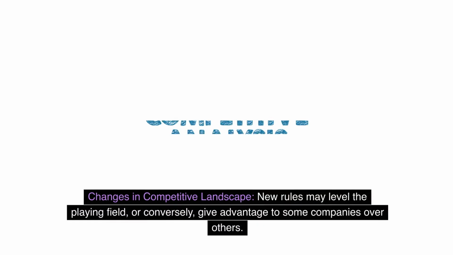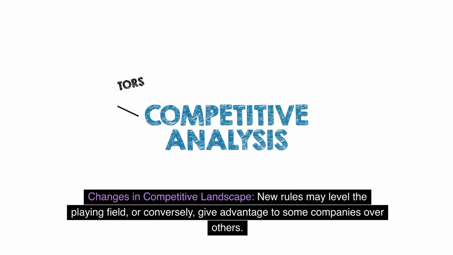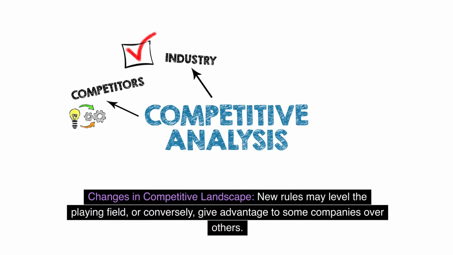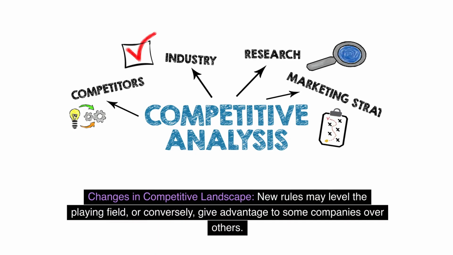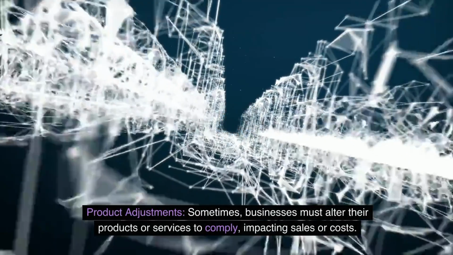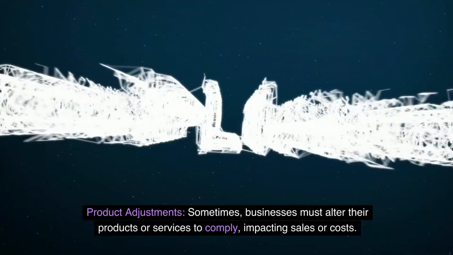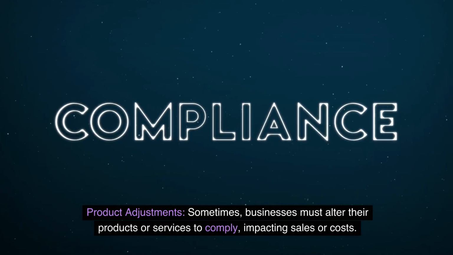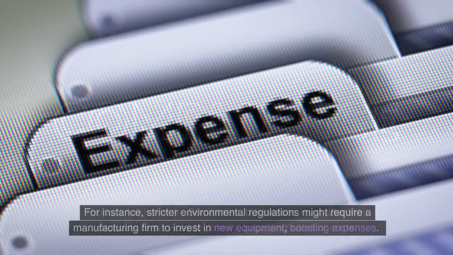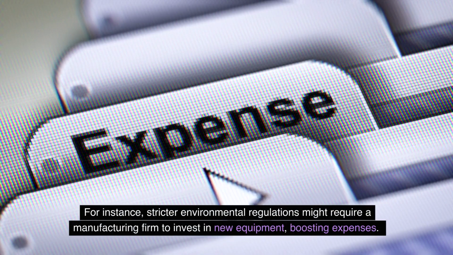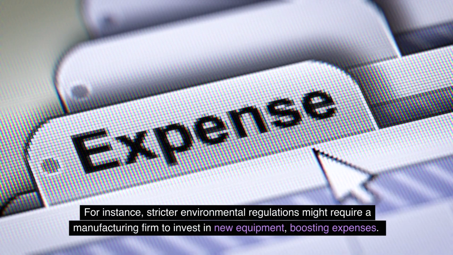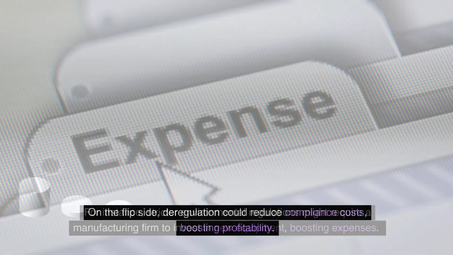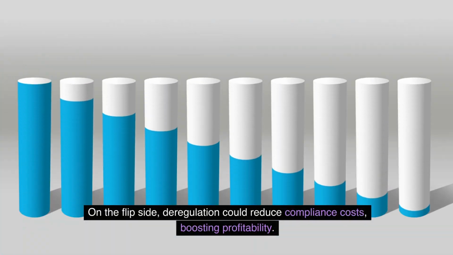Changes in competitive landscape. New rules may level the playing field, or conversely, give advantage to some companies over others. Product adjustments. Sometimes businesses must alter their products or services to comply, impacting sales or costs. For instance, stricter environmental regulations might require a manufacturing firm to invest in new equipment, boosting expenses. On the flip side, deregulation could reduce compliance costs, boosting profitability.